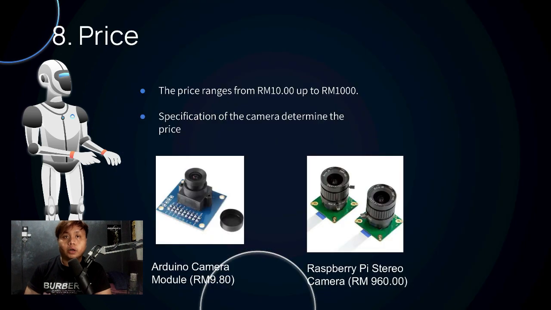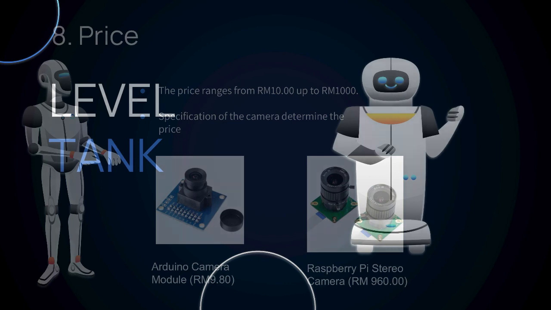Last but not least, the price. The price of camera sensor differs according to its specification, which may range from 10 ringgit Malaysia to 1000 ringgit Malaysia. For example, the Arduino camera module is 9 ringgit and 80 cents, while the Raspberry Pi stereo camera is 960 ringgit in the market.